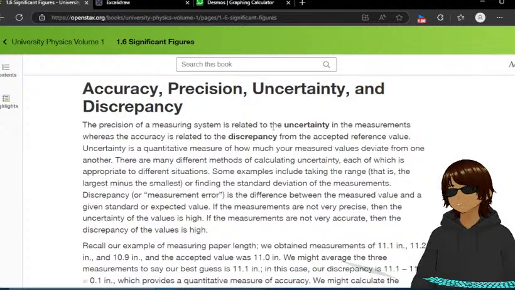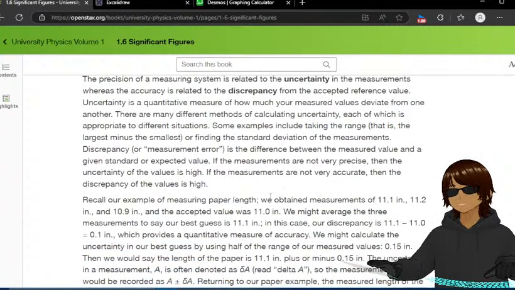Discrepancy is the difference between the measured value and a given standard or expected value. If the measurements are not very precise, then the uncertainty of the values is high. If the measurements are not very accurate, then the discrepancy of the values is high.